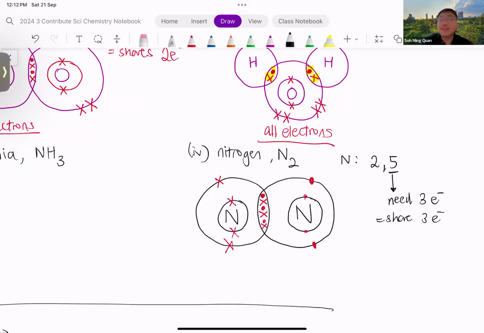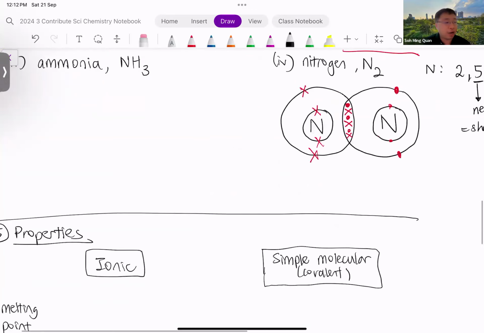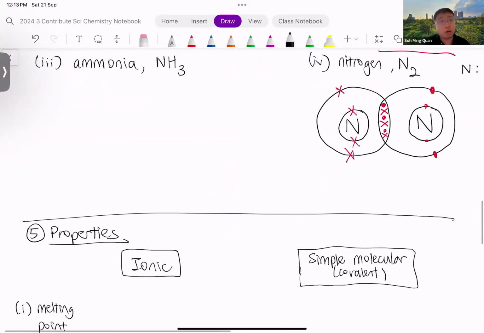So now we move on to the properties of the ionic compounds and the covalent substances. All right, so we just quickly run through the properties, so we have to get ready to answer them. The idea is you must be able to explain the properties of the ionic and covalent substances. Okay. So let's just draw a very simple and short table, where we have ionic, covalent.